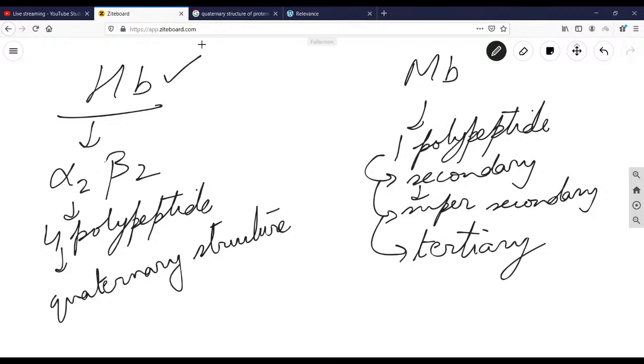Mugging up is very easy in biology, but understanding is the core part. So why quaternary? Why has hemoglobin been able to attain quaternary structure and why can myoglobin not attain it? The reason is if you are made up of more than one polypeptide chain, means at least 2, you will attain quaternary. With only 1, you will attain maximum the tertiary structure. That is the rule here.